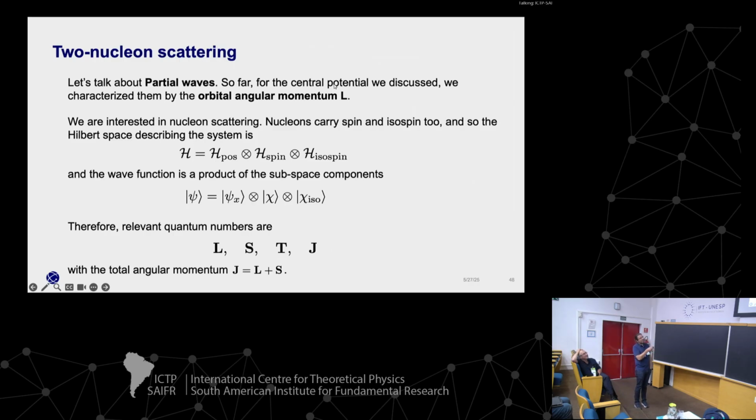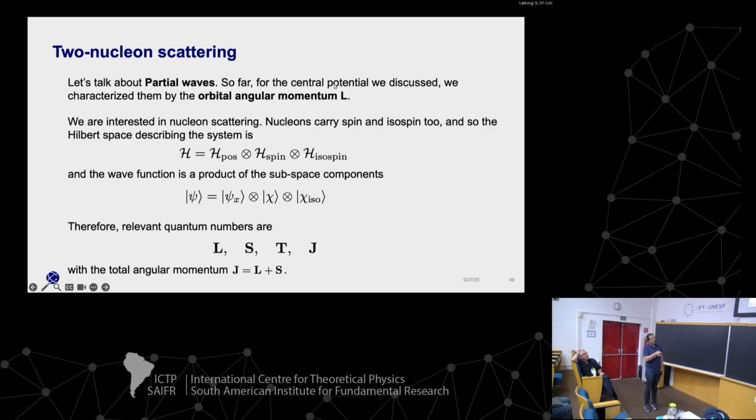So the total Hilbert space has a contribution of position space, which is basically the L, the orbital angular momentum. Then there will be a spin subspace that describes the spins of the particles, and there's a subspace that describes the isospins of the particles. And so the wave function also has a component in position space, a component in spin space, and a component in isospin space. And so the quantum numbers have to describe all of these systems.